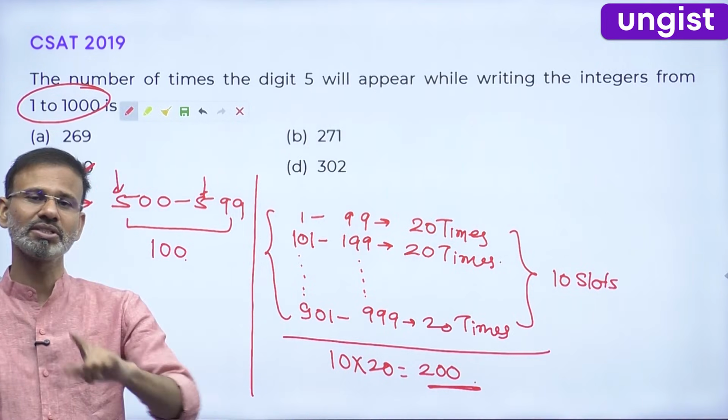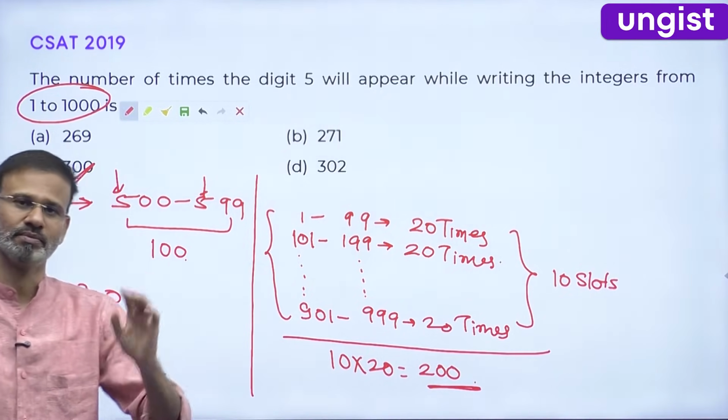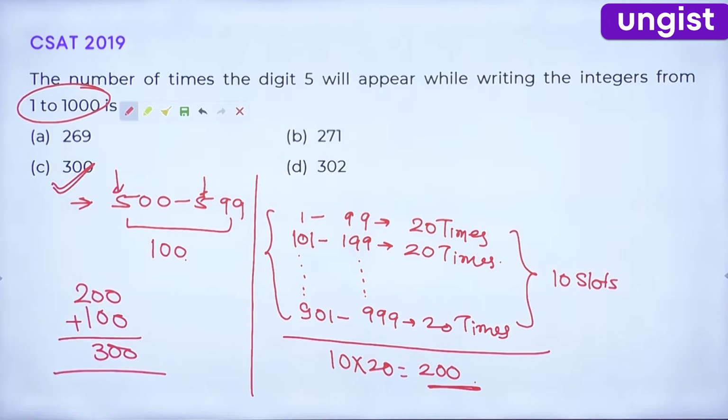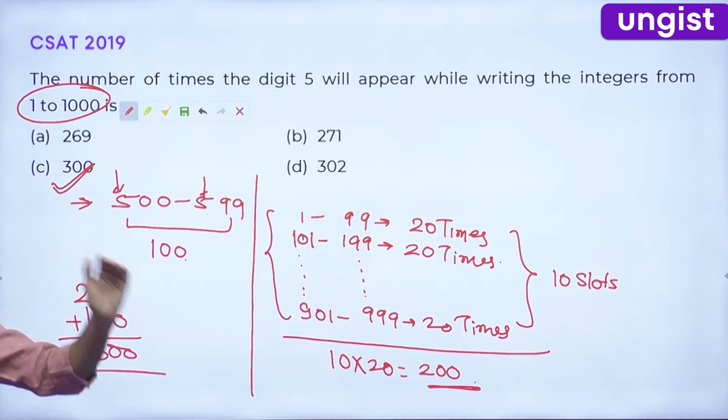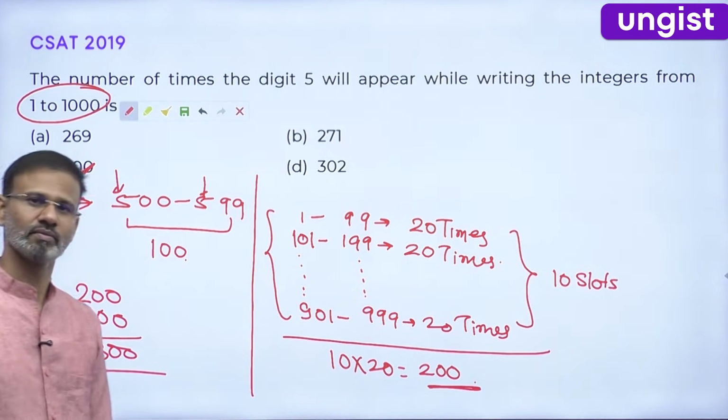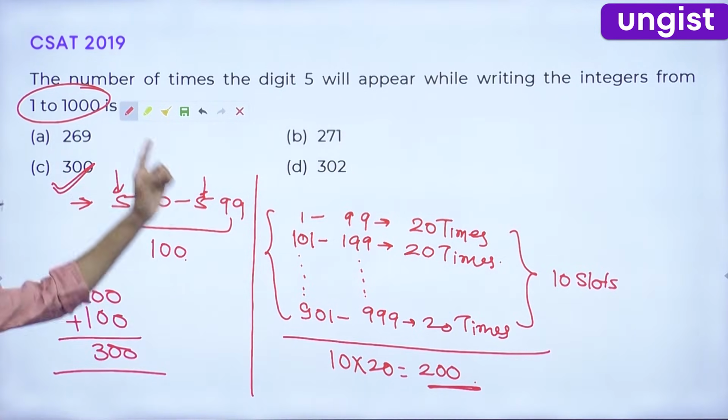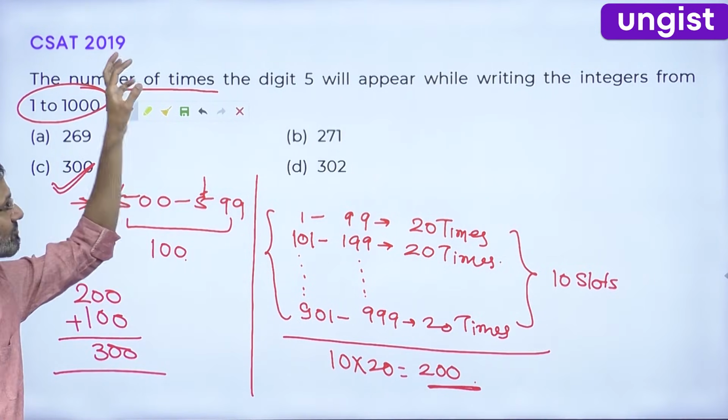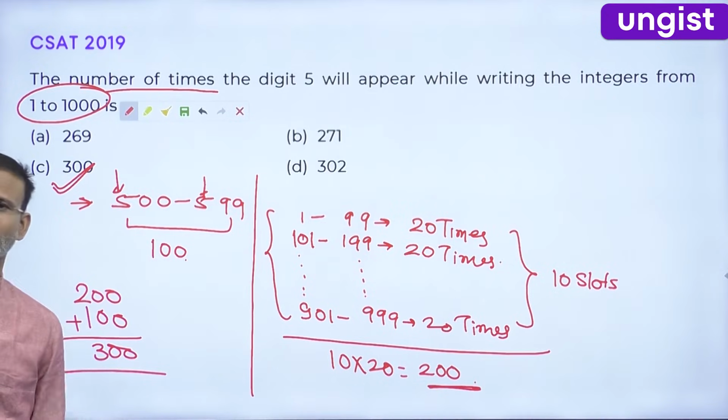5 is written 3 times. The question is saying how many times 5 is written. Correct? So 555 is one number only, but 5 is written 3 times. Just look at the demand of the question: the number of times 5 will appear. Okay?